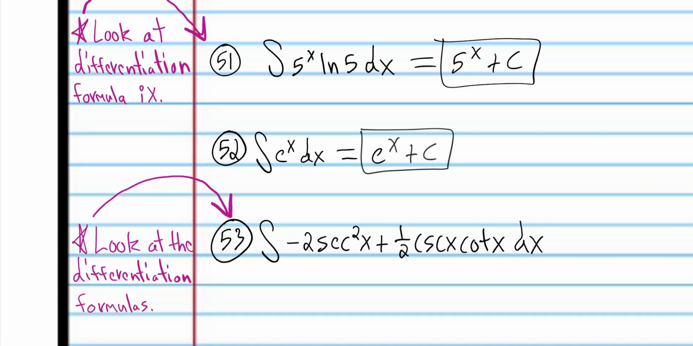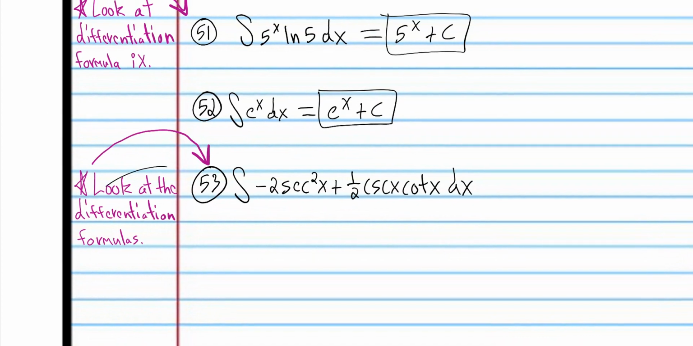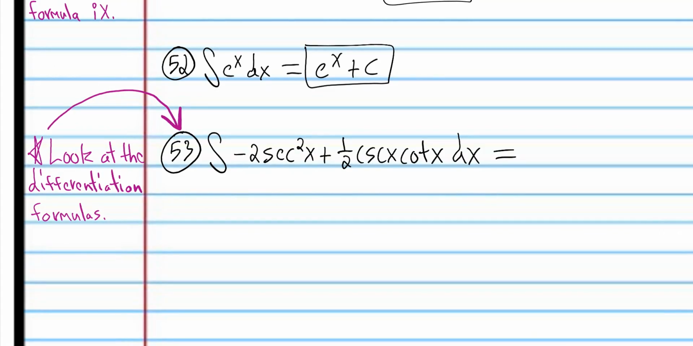All right, we're back. If you got that right, good. Try number 53. Look at your differentiation formulas, specifically the trigonometric ones, obviously. When you come back, we'll do it together. All we're trying to do here is find the antiderivative of this expression. That's it. Now, this is a trick. It looks like it's going to be really difficult, but it's actually not if you look at your differentiation formula. So try 53. When you come back, we'll do it together.